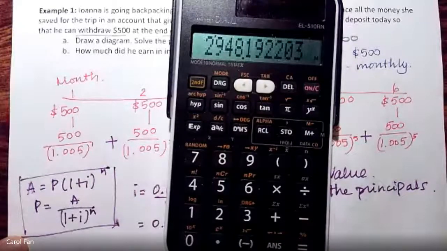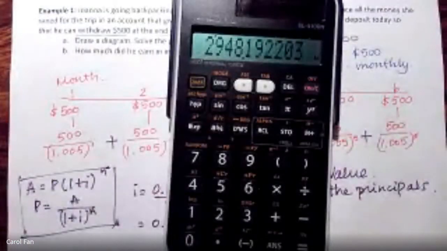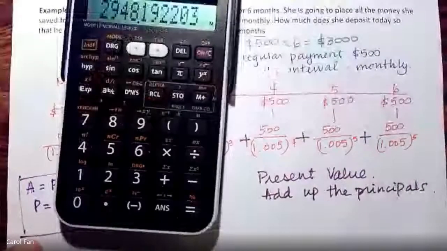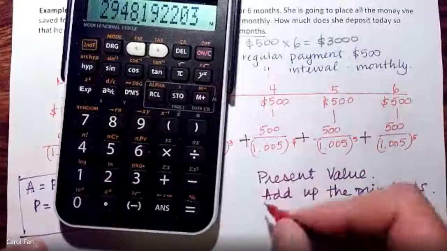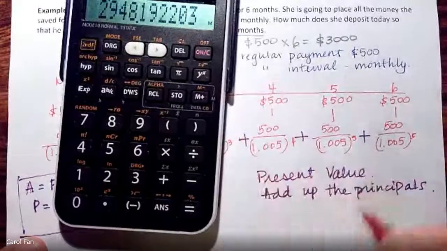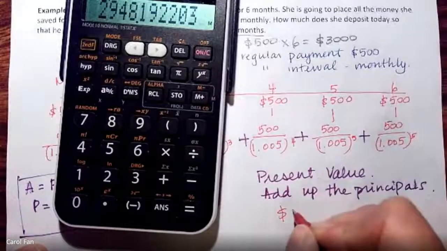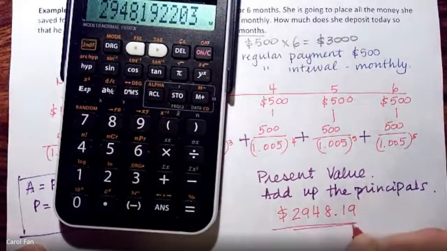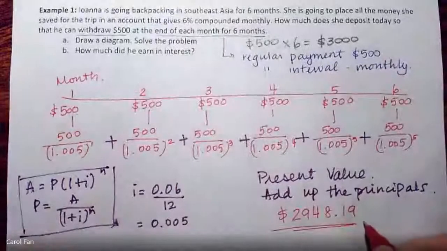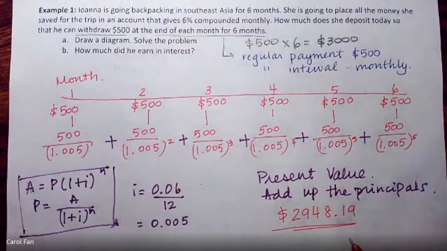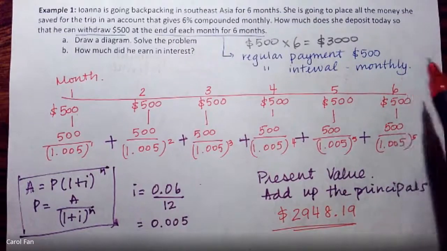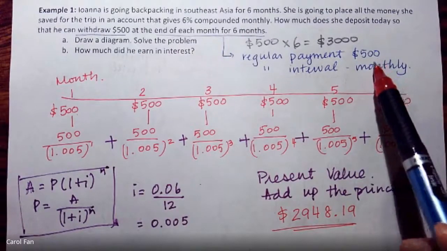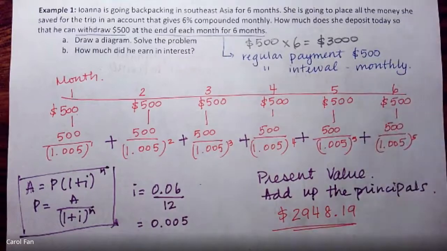Our final answer, 2,948 and 19 cents. So all of that becomes 2,948 and 19 cents. This is the amount of money that Ioanna has to put in the bank account today so that she is going to be able to take out $500 every month for the next 6 months.